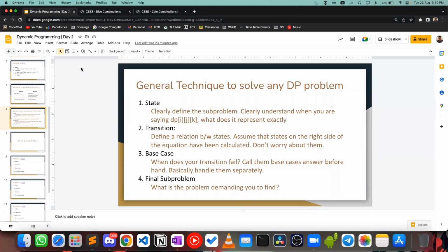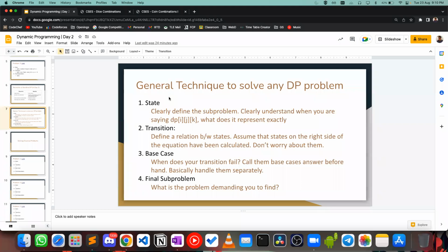Yeah, we were already doing it, right? But now from this point, there will be a very formal, very strategic way in which we will solve all the problems. Whenever we are solving a problem, now I will ask you for these 4 steps. I will ask you for the state, then the transition, then the base case, and then the final subproblem.